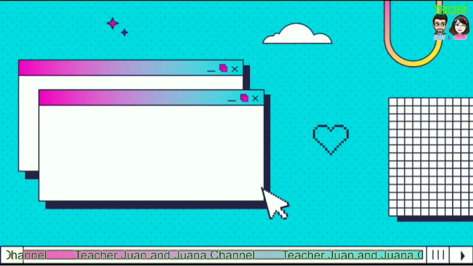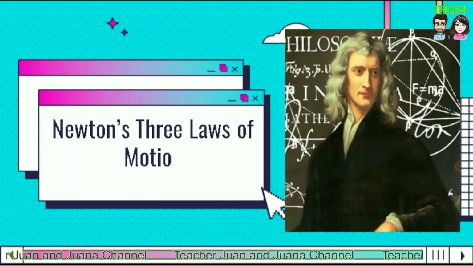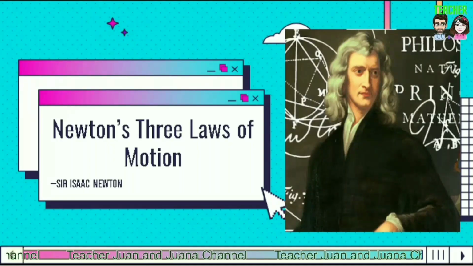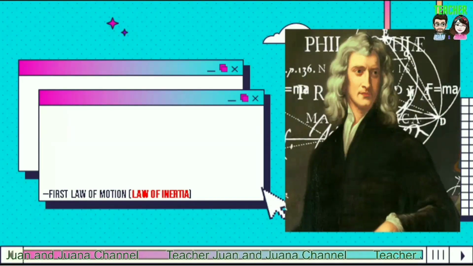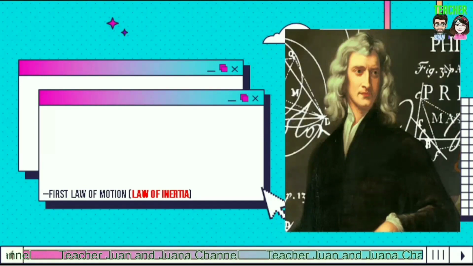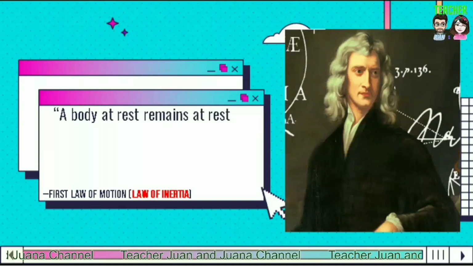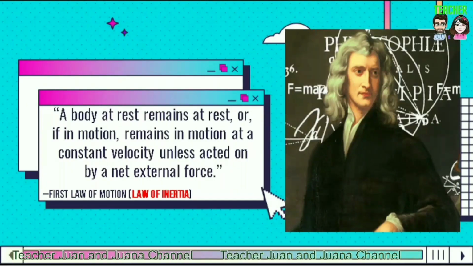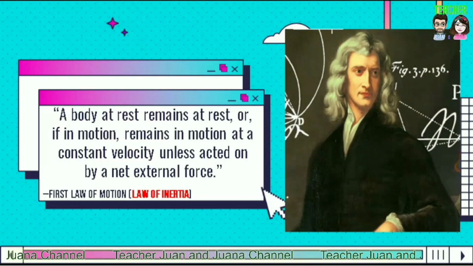But before that, let us recall the last topic, which was about Newton's 3 laws of motion by Sir Isaac Newton. You are going to state each law of motion. Let us start with the first law of motion, or the law of inertia. You can type your answer in the comment section. Correct. It states that a body at rest remains at rest, or, if in motion, remains in motion at a constant velocity, unless acted on by a net external force.